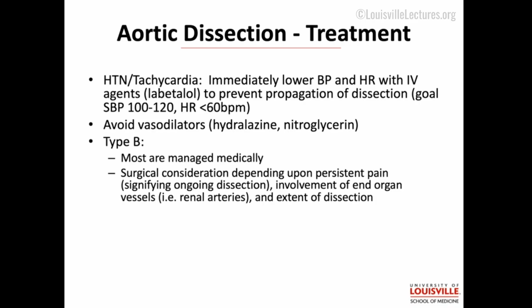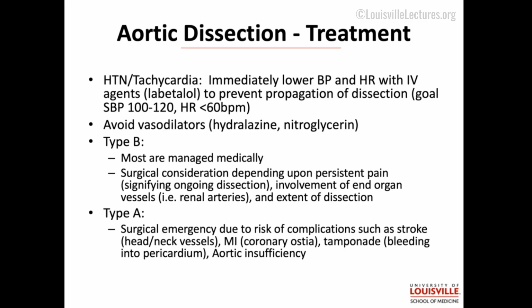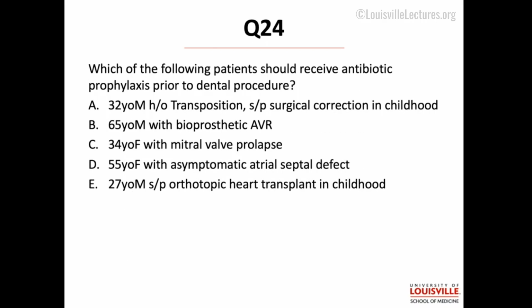And then type B usually are managed medically unless they're having ongoing pain or you start to dissect into the renal arteries, for example. Type A, these are a surgical emergency because if you dissect those neck vessels, you can get stroke. If you dissect the coronary, you can get an MI or tamponade. So type A's are sent to the OR as soon as possible. Next question.